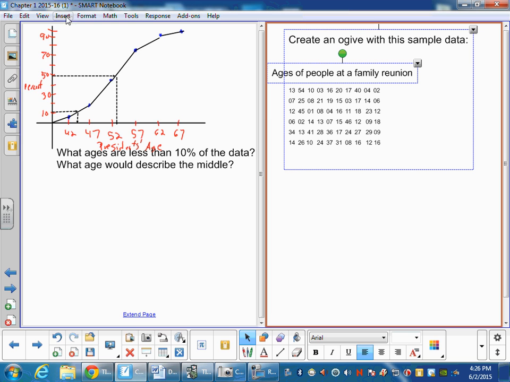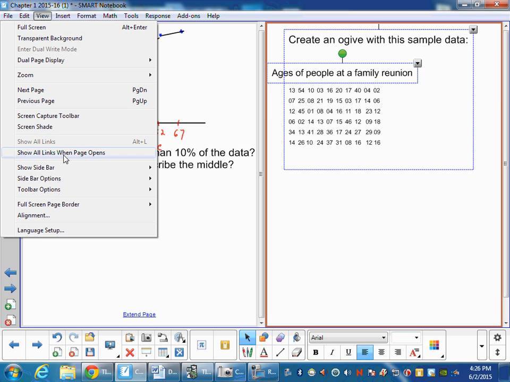Now, take a minute and see if you can make your own ogive. Good luck.